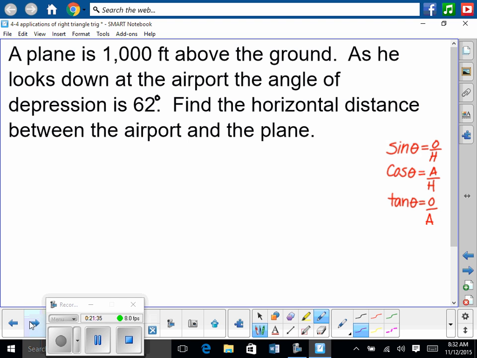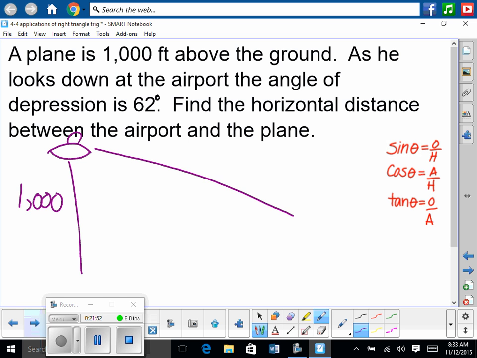So let's draw this in pieces. A plane is 1,000 feet above the ground. So here's my plane. Is everybody okay with that? Here's my plane, and it's 1,000 feet above the ground. Does everybody understand how that would be written? As he looks down at the airport, so isn't he up here looking down? The airport must be over here, right? As he looks down at the airport, the angle of depression is 62 degrees. Now, is this 62 degrees? No, eyesight started up here and he looked down. So ding, ding, ding, ding. Right here is 62 degrees, right? Yeah. That was what angle of depression was.